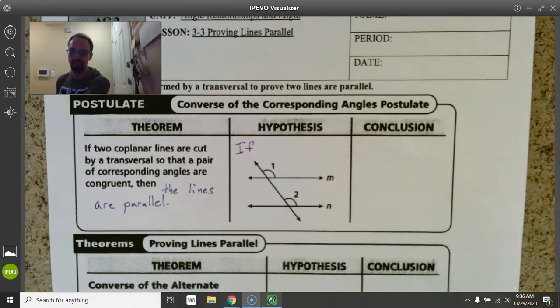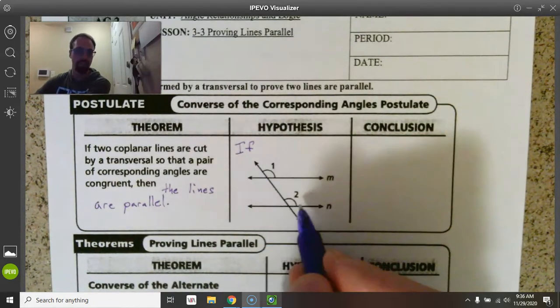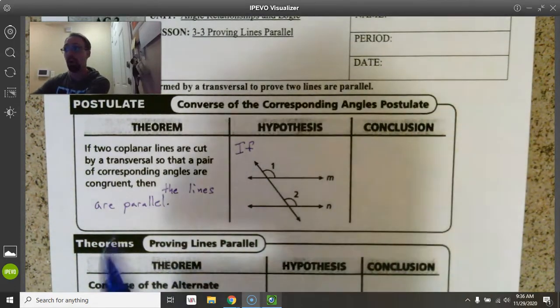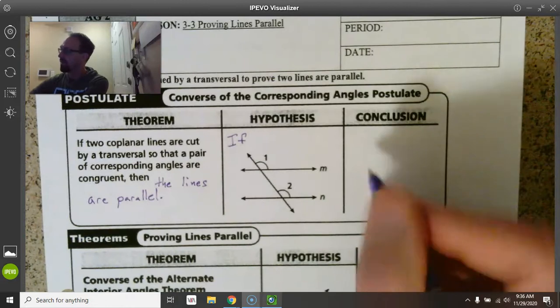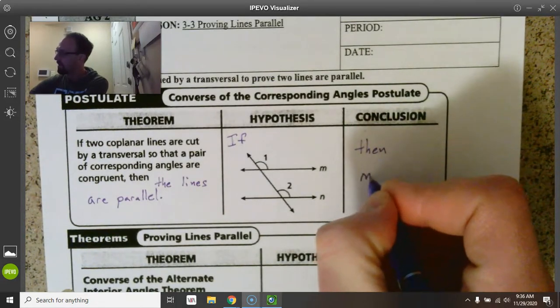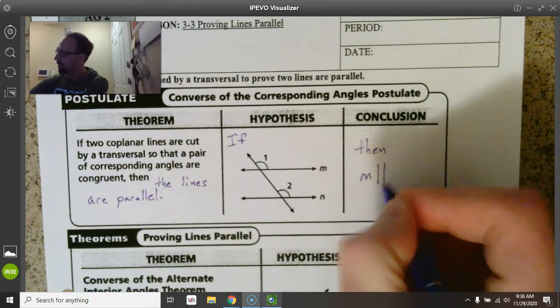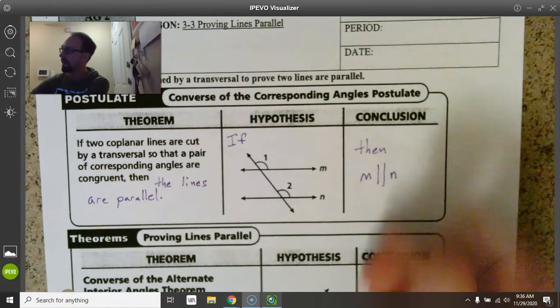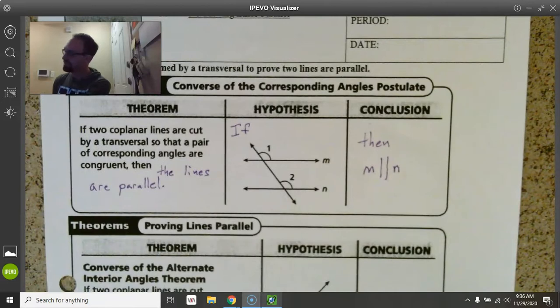I shouldn't say two. It actually makes four sets of corresponding angles. These are just the ones that we labeled. So there's corresponding angles on all the rest of this as well. Then the conclusion is, then line M is parallel to line N. So that's what that means.